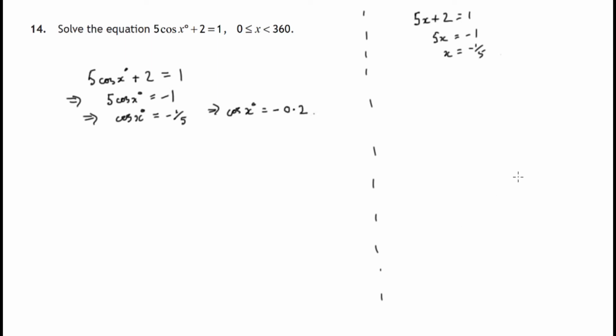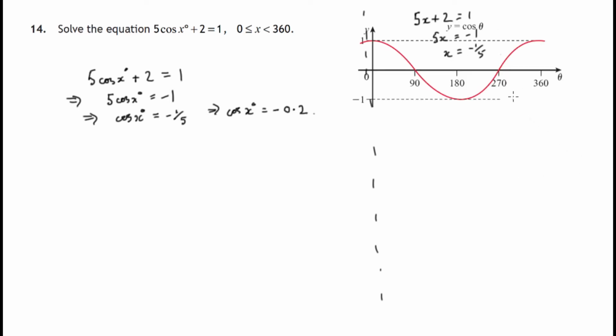So first off, let's look at the cosine graph. There it is. Maybe I should wipe out this. Here's a cosine graph. Negative 0.2 will be down about there. And you can see that we're going to get a value between 90 and 180, that's the second quadrant, and another value between 180 and 270. There's a couple of values going on.